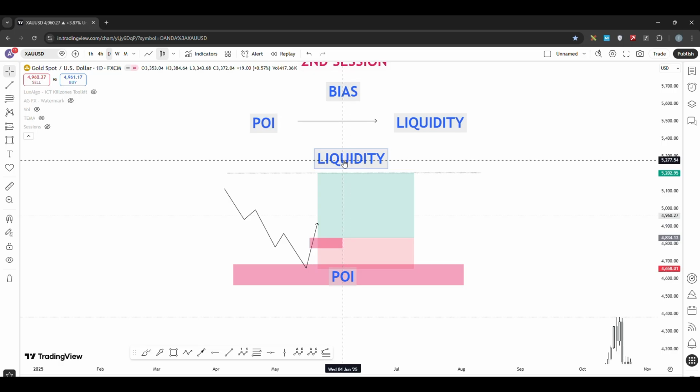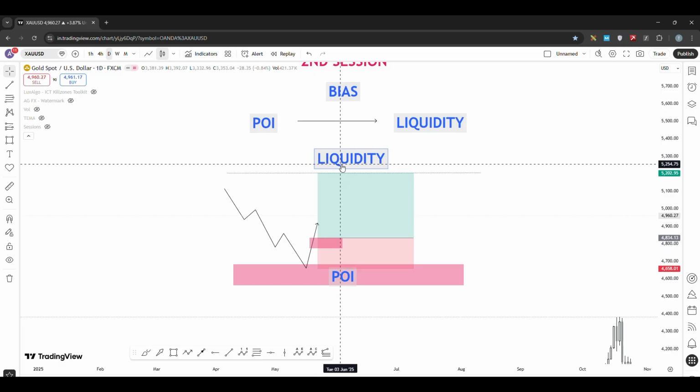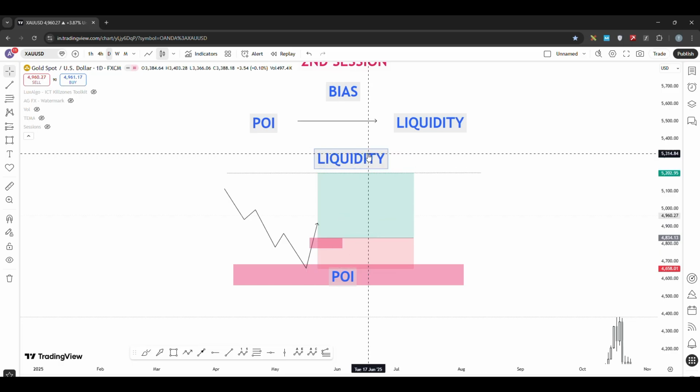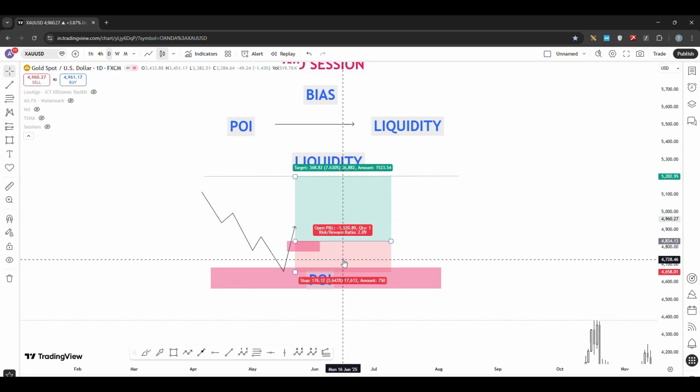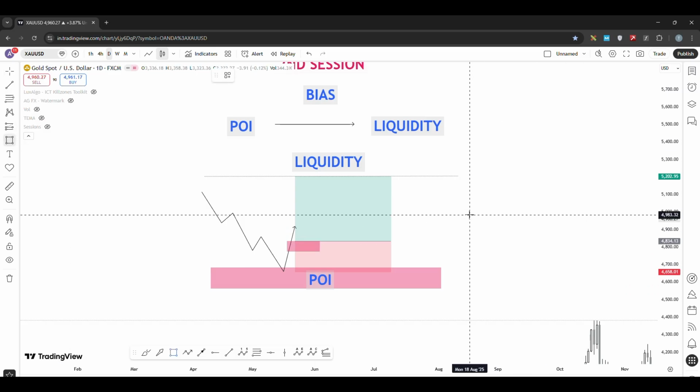Now, what is a liquidity? In very simple words, it's a swing high or a swing low. Now, in my first session, we talked about what is a swing high. This is a 3-candle pattern. And what is a swing low? That is also a 3-candle pattern. It's very simple. What you want to see is something like this.